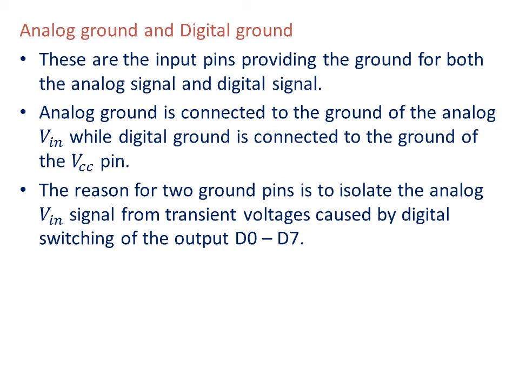The next two pins are analog ground and digital ground. These are the input pins providing the ground for both the analog signal and the digital signal. Analog ground is connected to the ground of the analog Vin, while digital ground is connected to the ground of the VCC pin. The reason that we have two ground pins is to isolate the analog Vin signal from transient voltages caused by digital switching of the outputs D0 to D7. Such isolation contributes to the accuracy of the digital data output.